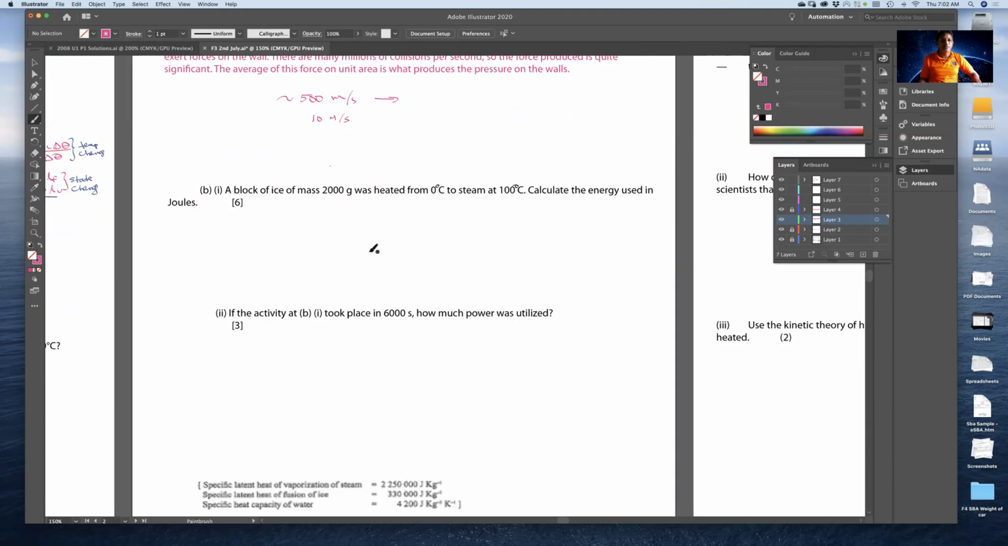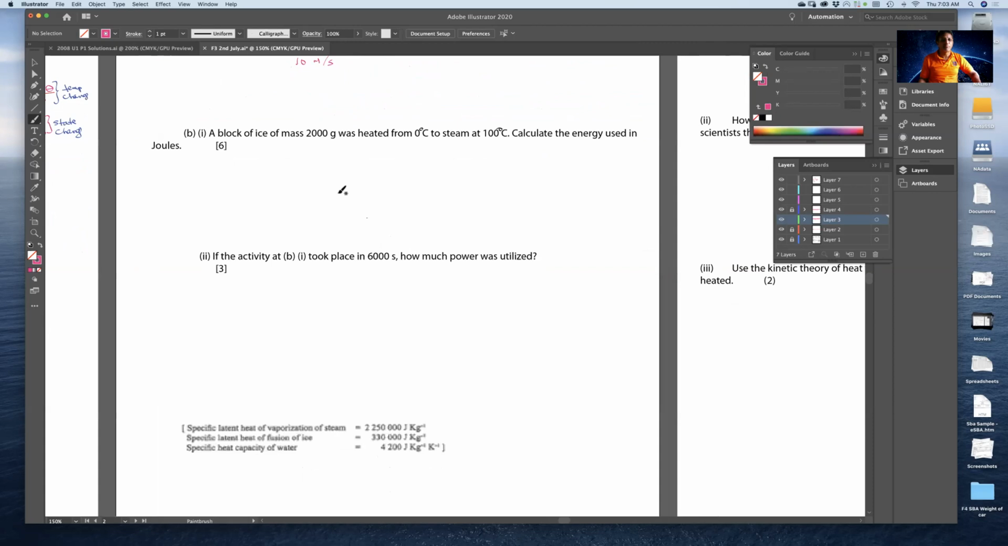The second part of the question, part B, deals with a block of ice. A block of ice of mass 2,000 gram is heated. You notice it's in grams, so you have to be careful with units. When we're dealing with melting, we want the latent heat of fusion to be in kilograms, so we will have to convert this to kilograms a little later. Keep your eye on that. That's one mistake students make: they mix up the units. You must match these units.